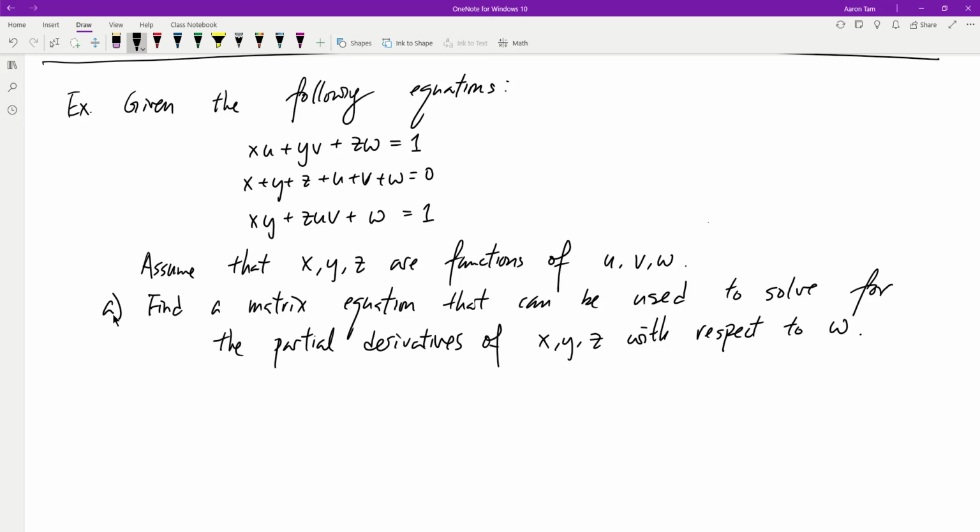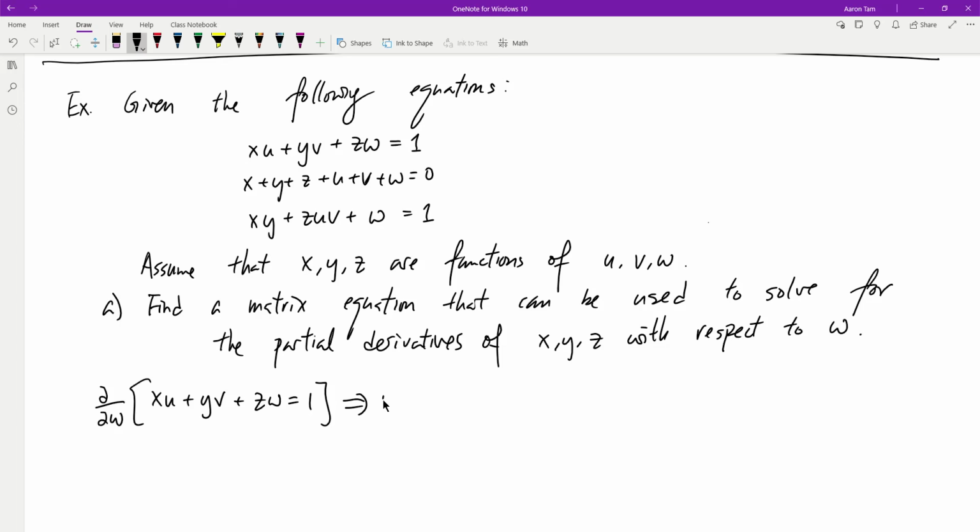So we want it to be with respect to w. So what I'm going to do is take each of these equations, xu plus yv plus zw equal to 1, and take the derivative of this with respect to w and see what we get. So xu, what is the derivative of xu with respect to w? In this case, remember u, v, w are independent variables. So u is an independent variable, therefore it's considered to be a constant. So we literally are just taking the derivative of x and multiplying by u.